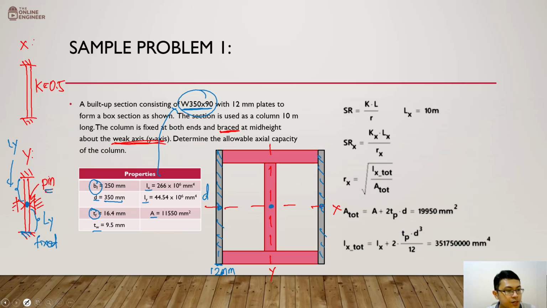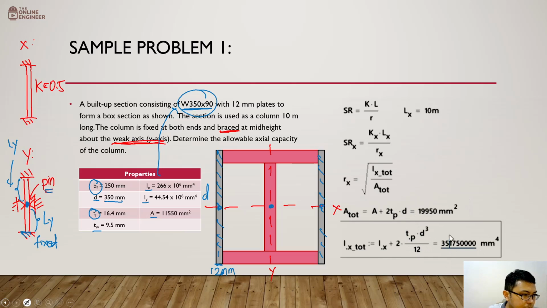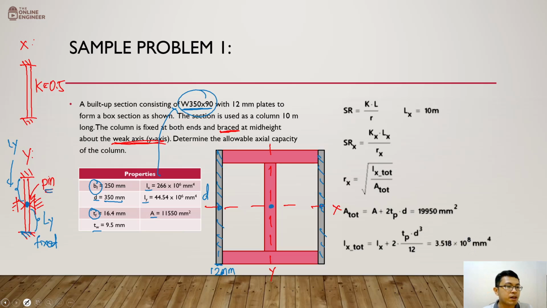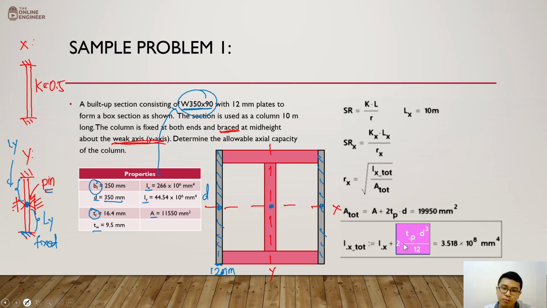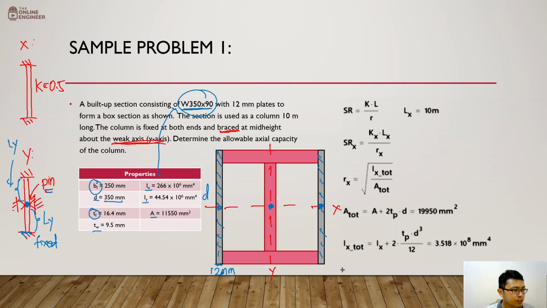So our answer here is 35175. Let me just express this according to, there you go, 3.518 times 10 to the 8 mm to the 4th. So this is now our Ix total. We don't need to transfer moments of inertia because they all lie on the same x-axis, so they are aligned on that same axis. All right, what do we do next?